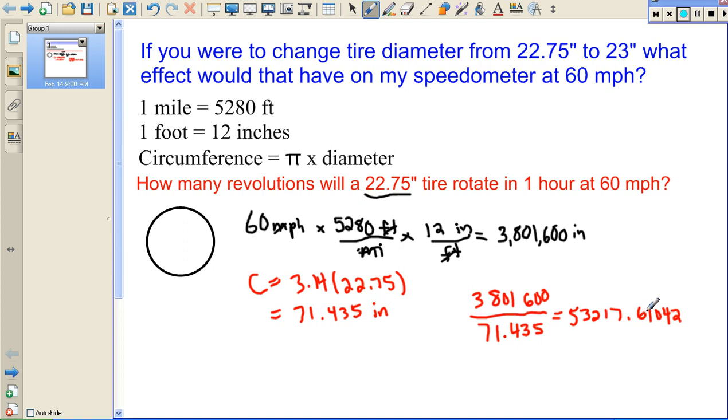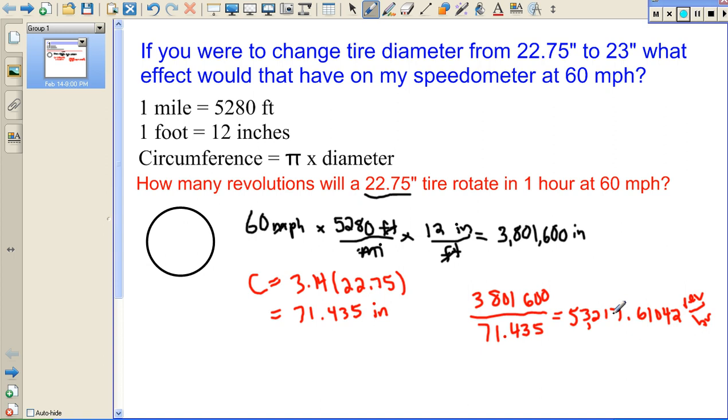Okay, so that means it's going to be this many revolutions per hour. So what your tire or what your car knows is that when it travels 53,217.61042 revolutions in an hour, the car is traveling at 60 miles per hour. So that's kind of what it's calculating. Obviously, it's not doing it every hour, it's doing it much more frequent than that. But if your car is set at a 22.75-inch tire, then it knows that this many revolutions per hour is going to be 60 miles per hour.